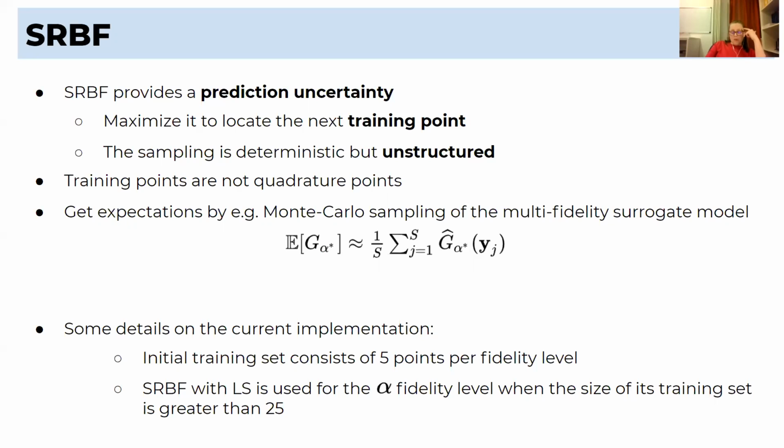And the next thing I should mention is that the switch between the exact interpolation and the least square regression for computing the coefficients in the SRBF is done when the size of the training set is greater than 25. So if we have less than 25 points, we use exact interpolation. When the training set size is greater than 25, we go for the least square regression.